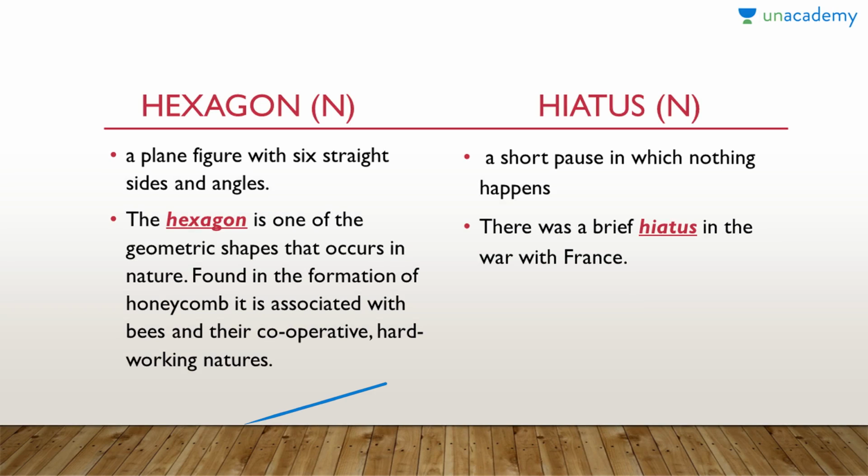Hexagon is a noun which means a plain figure with 6 straight sides and angles. So in a sentence it will read, the hexagon is one of the geometric shapes that occurs in nature. Found in the formation of honeycomb, it is associated with bees and their cooperative, hard-working natures. Hiatus is a noun which means a short pause in which nothing happens. In a sentence it will read, there was a brief hiatus in the war with France.